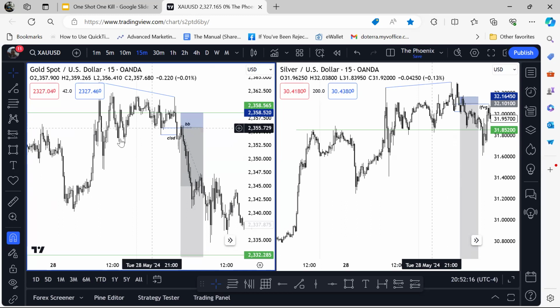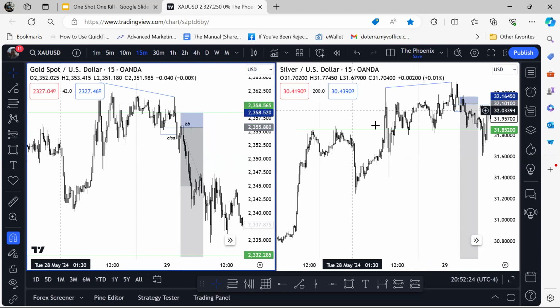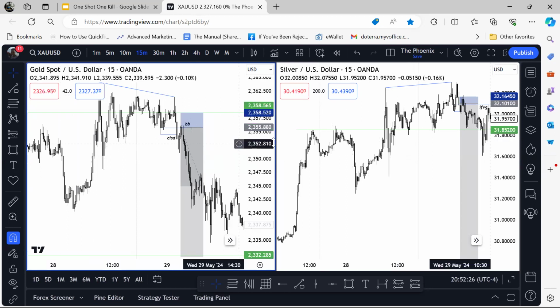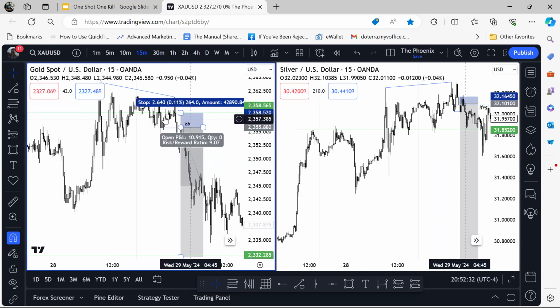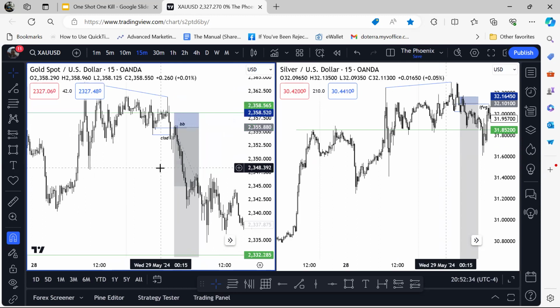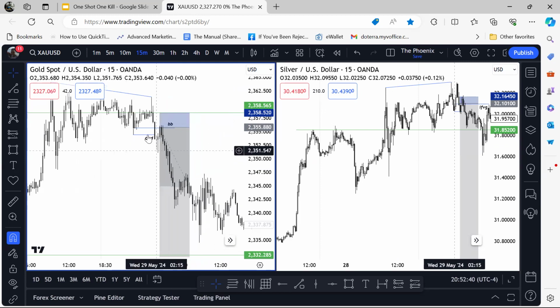So in this case, we would have taken the trade on gold. I know most persons really don't trade silver, but if you do, gold would have been the better asset to trade on this day at this particular time. This would have been a London trade, and we got that confirmation at the half of the week that price was not going any further.